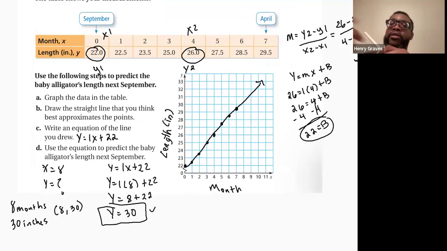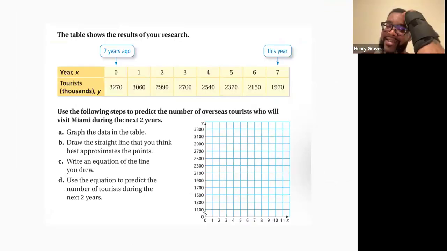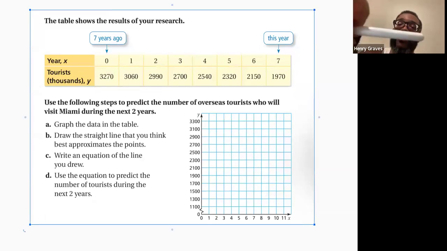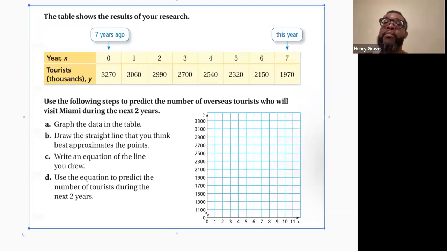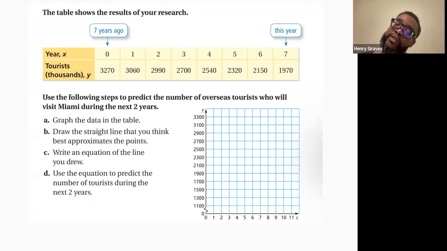I'm going to do the same thing on the second side now. I'm dealing with different numbers. I'm going to change my colors to keep me from being bored. Let me see if I can make this bigger. Yeah, I think that works. So the bottom is going to be my year, and my side is going to be tourists. And that's in thousands.